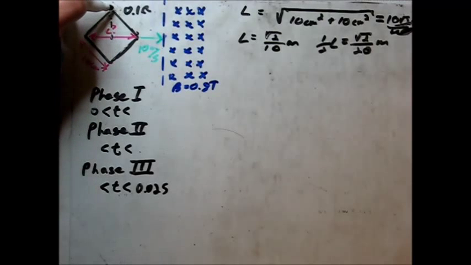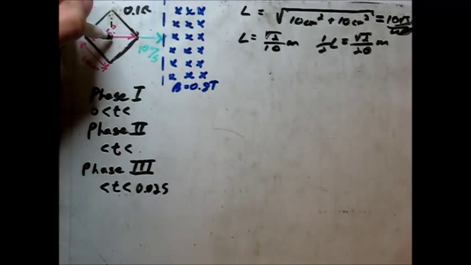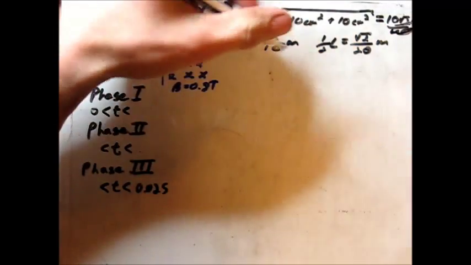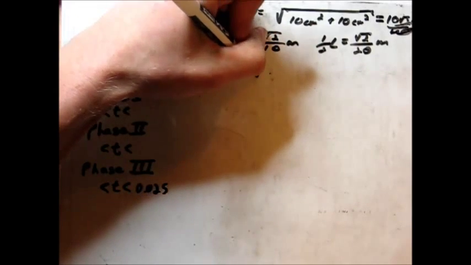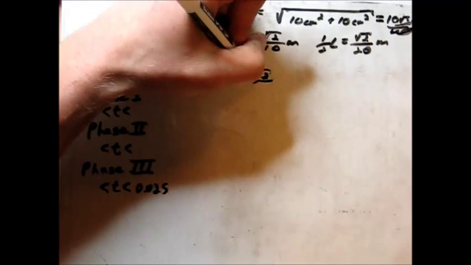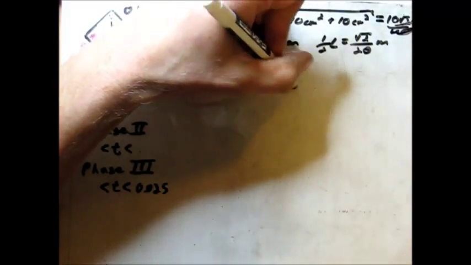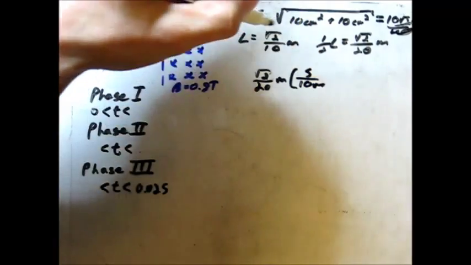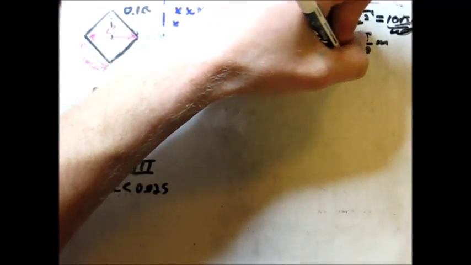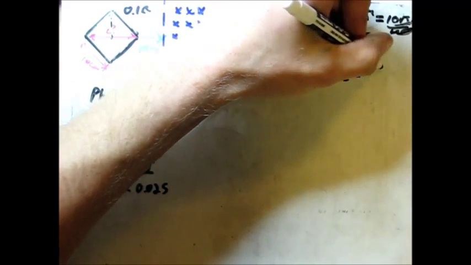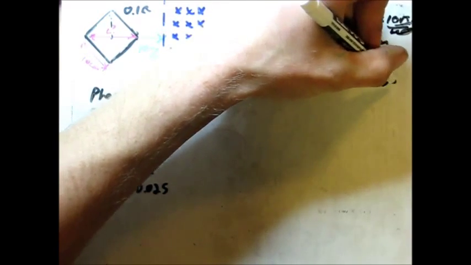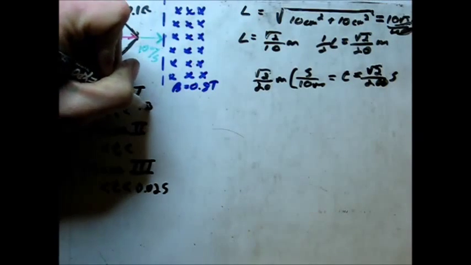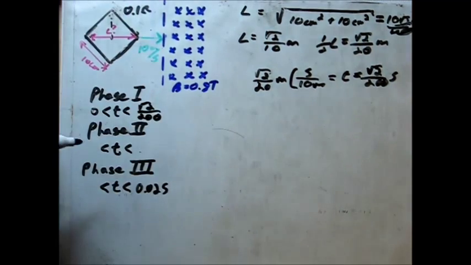Well, at this point it changes, so we need to know what time that's going to happen at. If it's traveling at 10 meters per second and this is the half length, we can take our half length, square root of 2 over 20 meters, and divide it by our velocity, which is 10 meters per second, and you get that time to equal square root of 2 over 200 seconds.